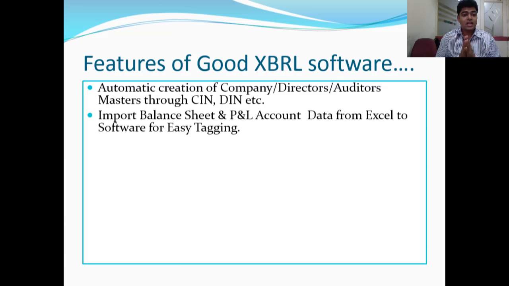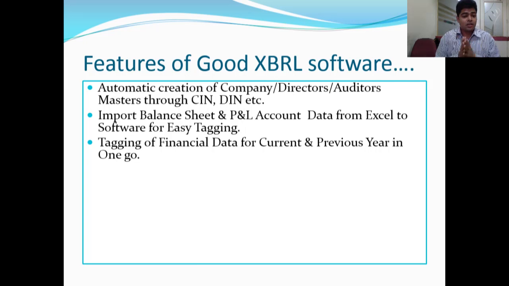Another point: import balance sheet and profit and loss account data from Excel to the software, because 99.99% of companies use an Excel sheet for their financial statements. So the software must be compatible with importing the Excel sheet for easy tagging. And it should be seen in the software that you tag only one year of data, and the other year's data should be auto tagged. It should not be repeated, where you tag the data for the current year and then do the same for the previous year for the same line item. This should be taken care of while selecting a good XBRL software.